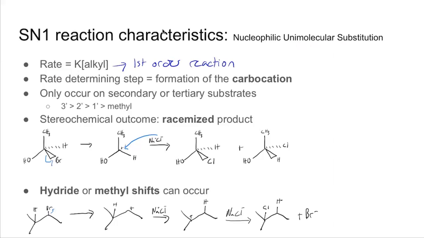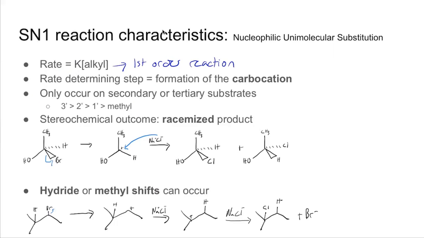So the rate determining step of an SN1 reaction is the formation of the carbocation. So that first step where the leaving group leaves the molecule and you get your carbocation. The faster that occurs, the sooner the rest of the reaction is really able to take place.